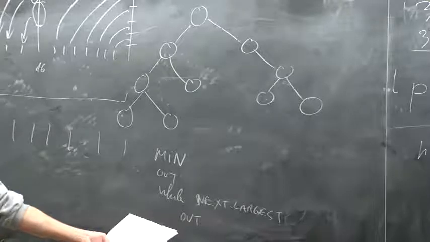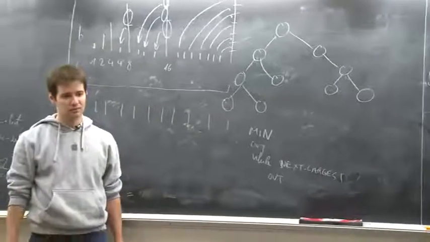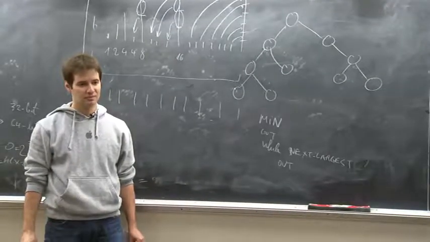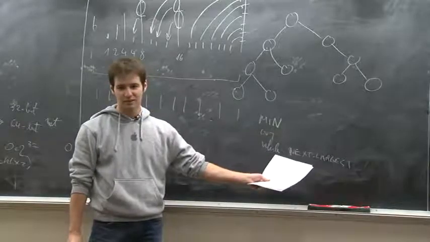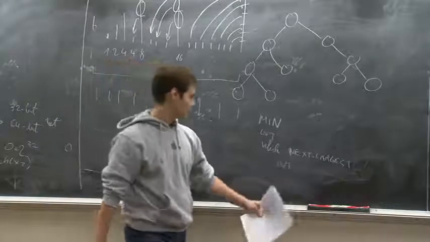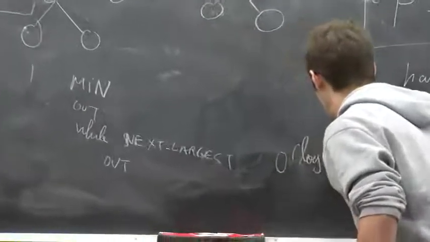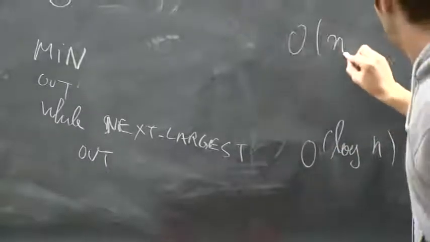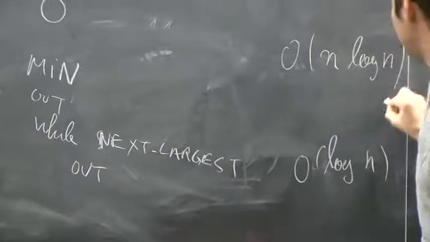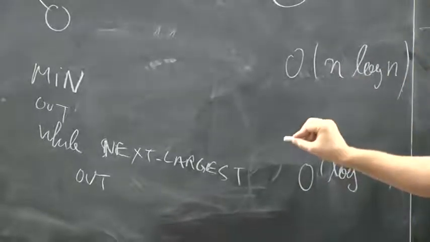What's the running time for this? For n. You're going through all the keys, so. Yeah, but next largest, what's the running time for next largest? Log n. So this guy is log n, right? So it's n log n. So I have n keys. So this whole thing is O of n log n. So it's definitely not bigger than n log n.